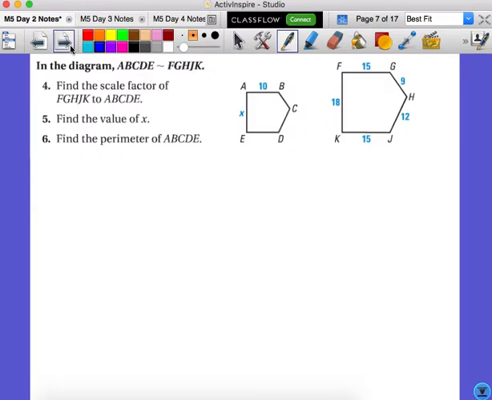So it says find the scale factor of the figure on the right to the left. Then find the value of x and find the perimeter of ABCDE. So I want to go from right to left. So scale factor, I might do 15 corresponds with 10. In fact, that's the only pair of numbers I already have, so in this case that would be my only choice, which is going to simplify to 3 over 2. So my scale factor says that for the figure on the right, there are 3 units for every 2 units on the figure on the left.